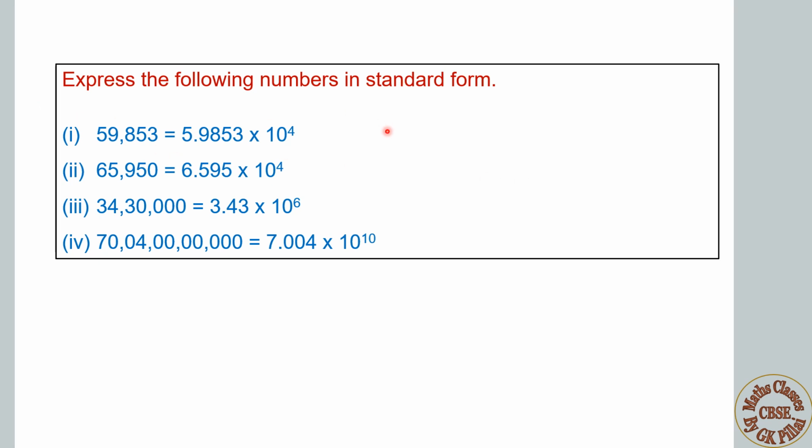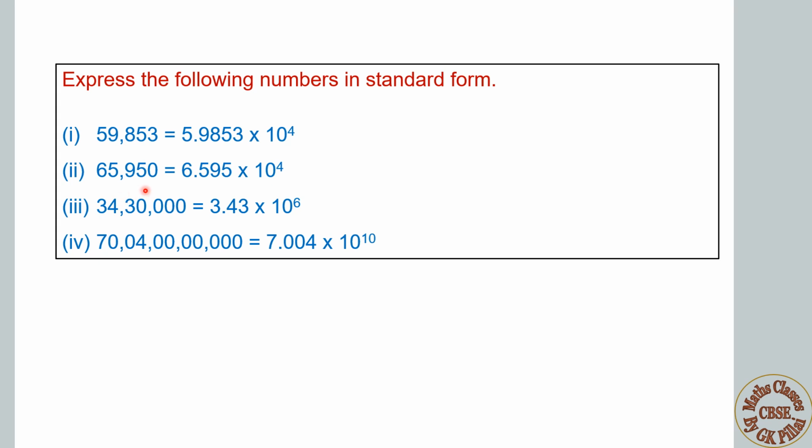Express the following numbers in the standard form. 59,853. This will be 5.9853 into 10 to the power of 4. You have to count from here 1, 2, 3 and 4. It will be 10 to the power of 4.